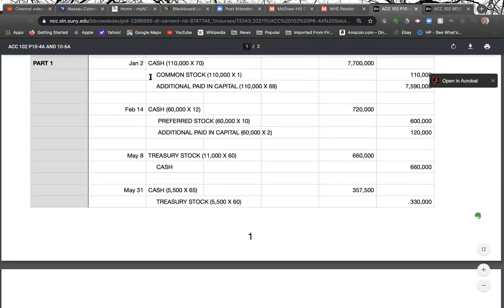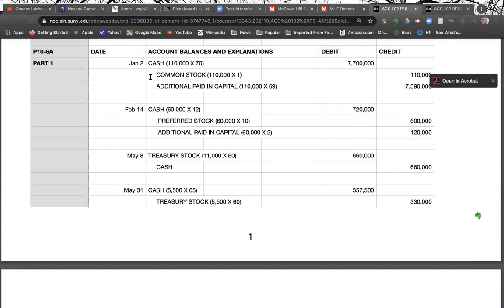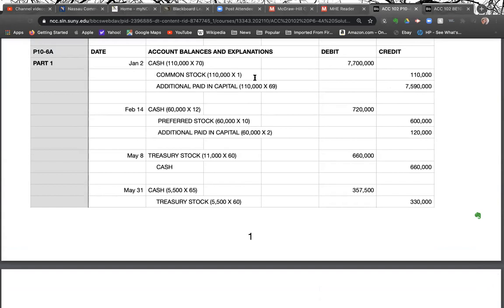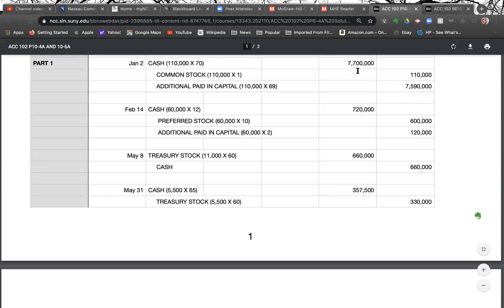Debit cash, 110,000 shares times 70 is 7,700,000. Credit common stock at par, 110,000 shares times $1 is 110,000. And then the difference goes into the additional paid-in capital, right? So you could just say 7,700,000 minus 110,000 is 7,590,000. Or if you're ambitious, you could calculate that number. 110,000 shares times 69. What does the 69 come from? Well, if the stock was sold for 70 and $1 is par, $69 is the amount above par, right? So either way, that's how you come up with that.